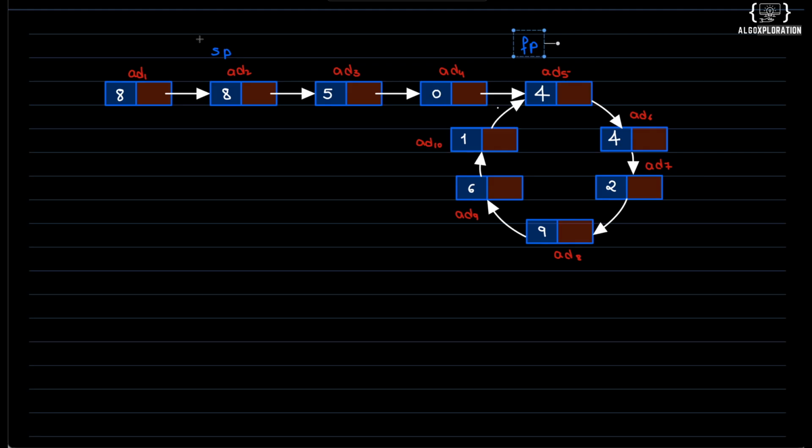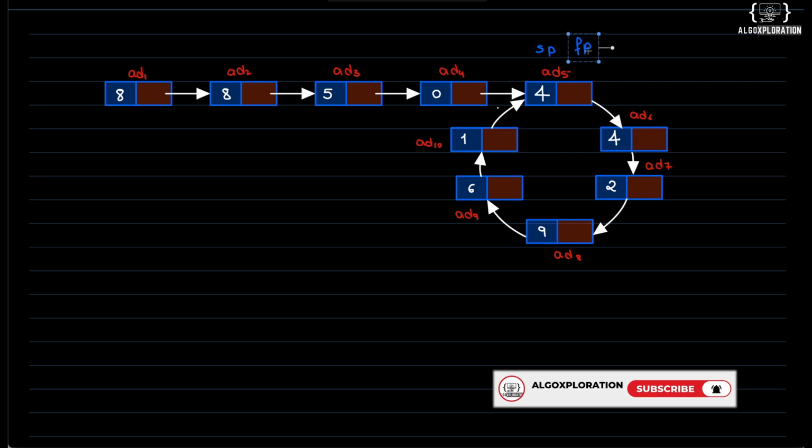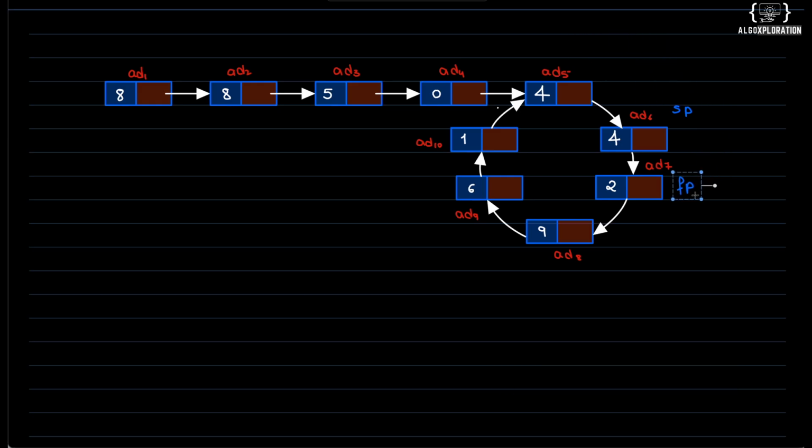The fast pointer is pointing to address 5 and the slow pointer to address 3. Fast pointer to address 7 and slow pointer to address 4. Now fast pointer to address 9 and slow pointer to address 5. Fast pointer to address 5 and slow pointer to address 6. Now the fast pointer moves to address 7 and the slow pointer is pointing to address 7. So here we can see that both pointers are pointing to the same location, right? So here we need to stop.